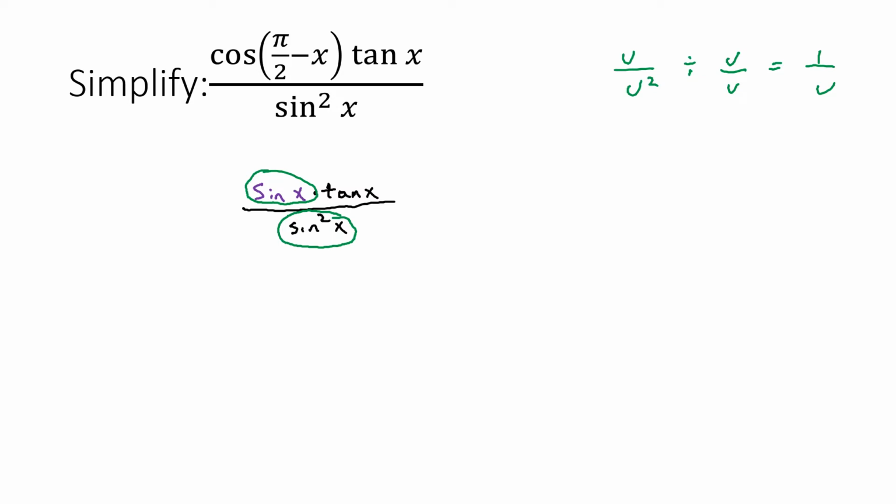So what's going to happen is that in the numerator, we're just going to be left with sine. Actually, let me correct that. We're dividing both the numerator and denominator by sine, so this sine is gone. And in the denominator, we're going to reduce out one of those sines as well. So what are we left with? We're left with just the tangent of x divided by the sine of x.